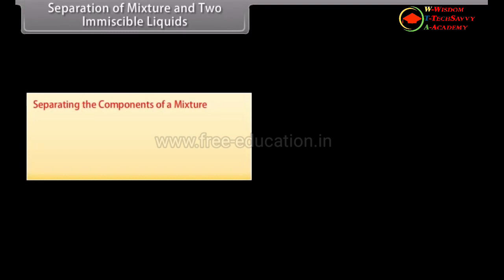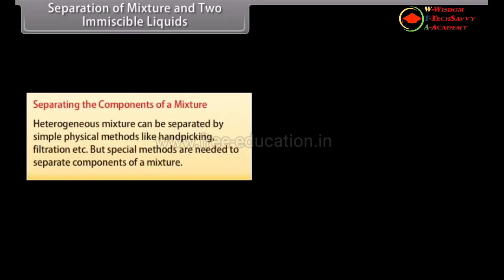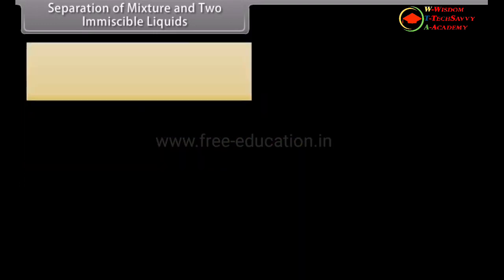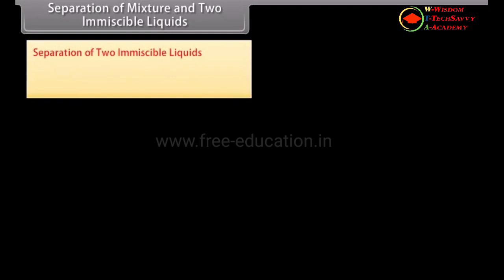Separation of mixture and two immiscible liquids. Separating the components of a mixture. Heterogeneous mixture can be separated by simple physical methods like hand-picking, filtration, etc. But special methods are needed to separate components of a homogeneous mixture. Separation of two immiscible liquids.